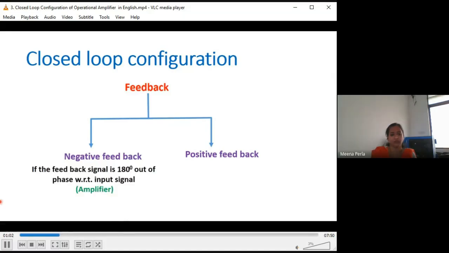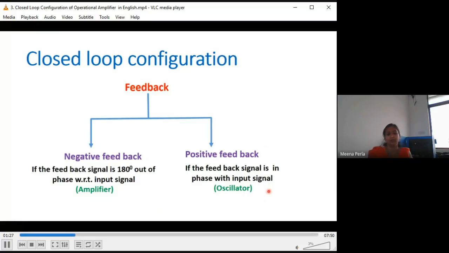So what is negative feedback? If the feedback signal which we are providing from the output is 180 degrees out of phase with respect to the input signal, then the feedback is called negative feedback. And negative feedback is used in amplifiers. Another one is positive feedback. In positive feedback, the feedback is in phase with the input signal and it is used in oscillators.